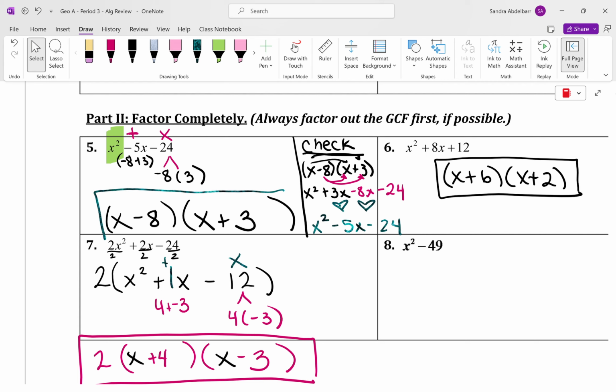Whenever you only have 2 terms, there's only one kind of factoring you can do. You always still look for GCF no matter what. GCF first no matter what. But once you look and there's no GCF and you only have 2 terms, there is only one kind of factoring. Does anybody know what that only kind of factoring this could possibly be?